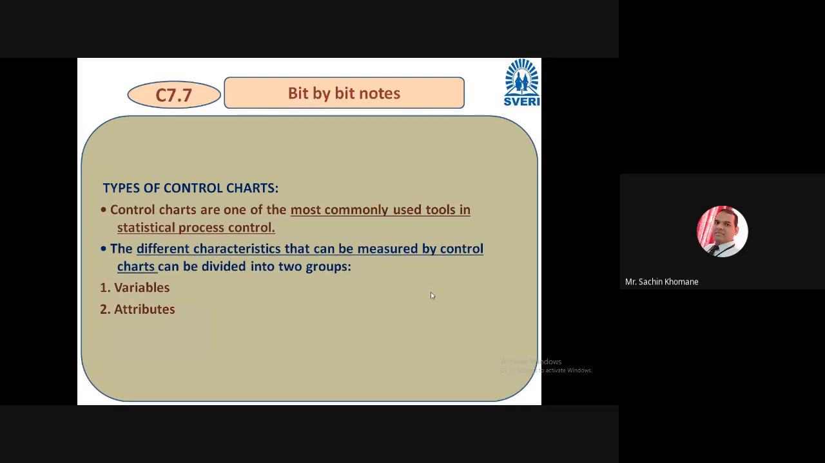So basically there are two types of control chart, and these two names are variable control chart and attributes control chart. Control charts are one of the most commonly used tools in statistical process control.